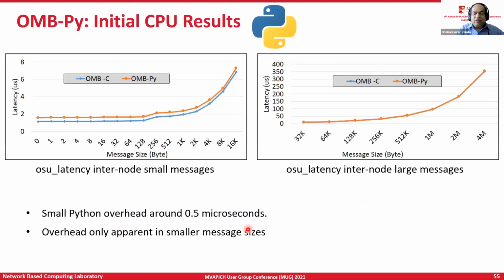So here are some early results. This is OMB-Py, the CPU-based results. You can see that we are able to evaluate, instead of a C program, now with Python. There's a big Python community. So through those Python environments, you should be able to also evaluate the basic network level performance, like latency, bandwidth, those kinds of things. With a very low overhead, only 0.5 microsecond, we are able to provide this.